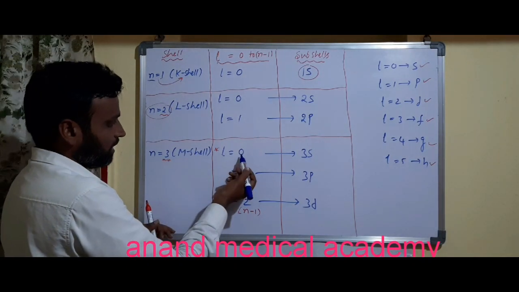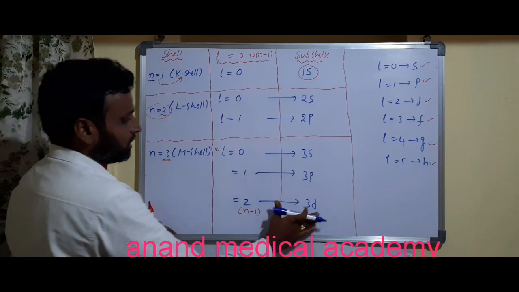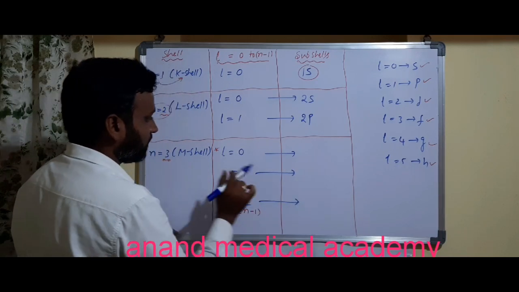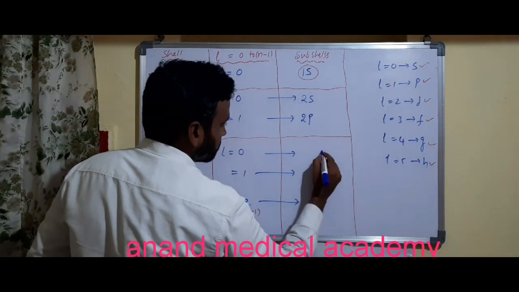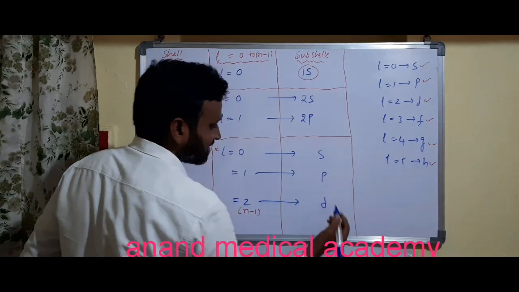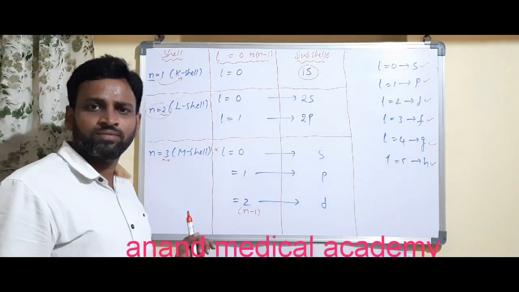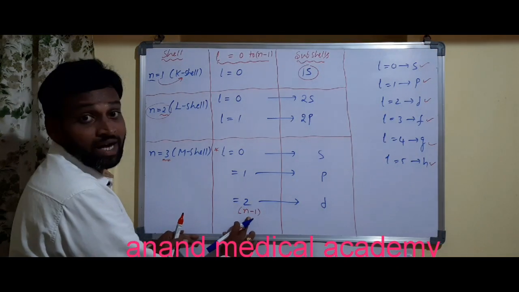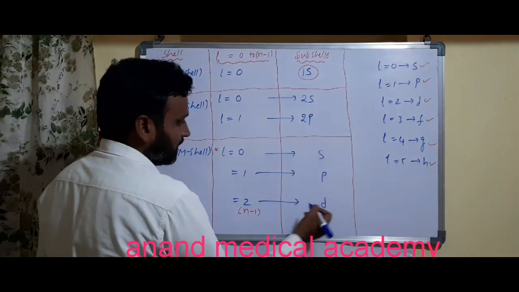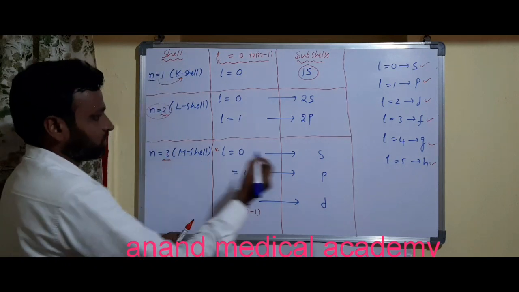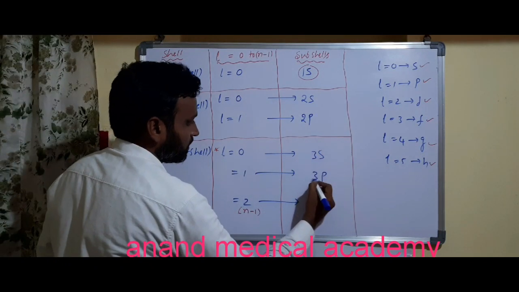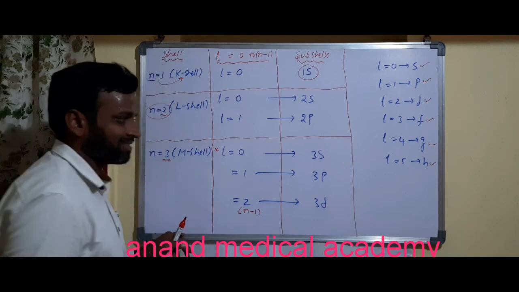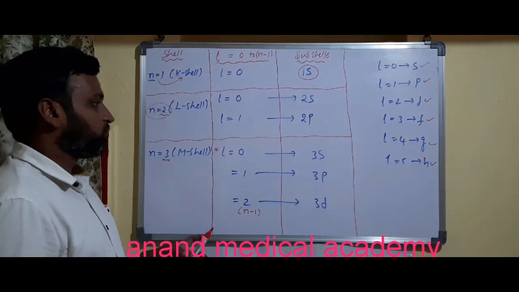What are the L values? 0, 1, 2. What do those 0, 1, 2 mean? First write down: L equals 0 means what subshell? S, P, D. Start with S, that's enough. It ends with the last value, n minus 1. So S, P, D. What do you have here? 3. So it's 3S, 3P and 3D like this. I hope you understood. Suppose the fourth shell.